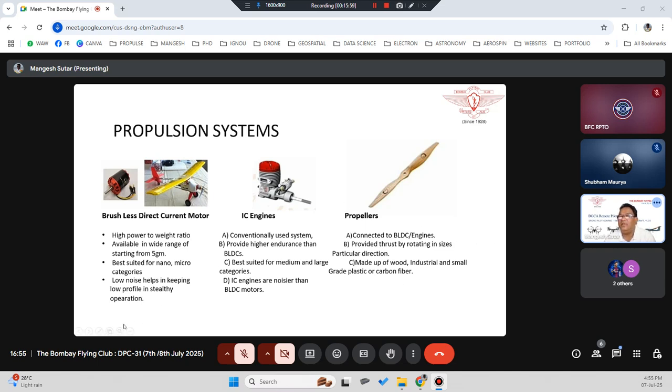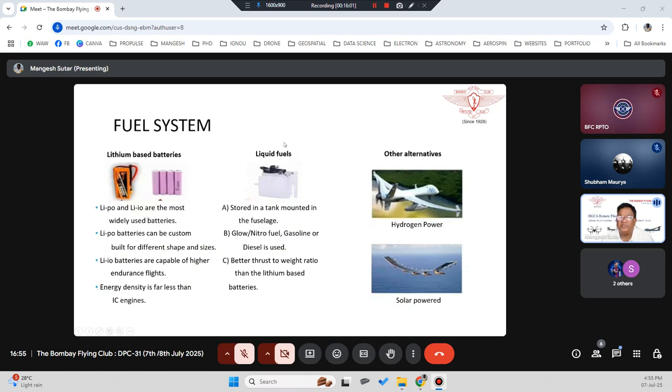Okay. So that is the propulsion system. Fuel system. Now in the fuel system, there are lithium based batteries. LiPo or lithium ion are the most widely used batteries. LiPo batteries can be custom built for different shapes and sizes. Lithium ion batteries are capable of higher endurance flights compared to lithium polymer.